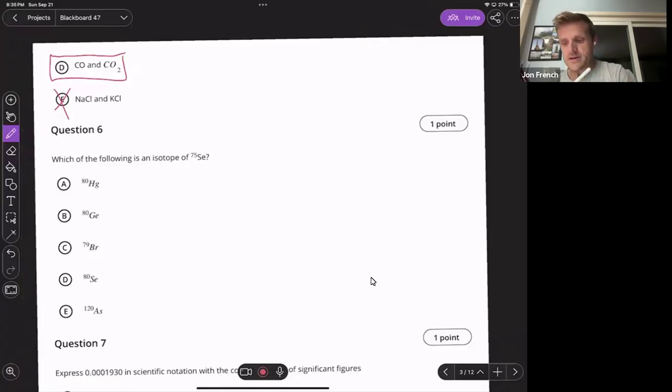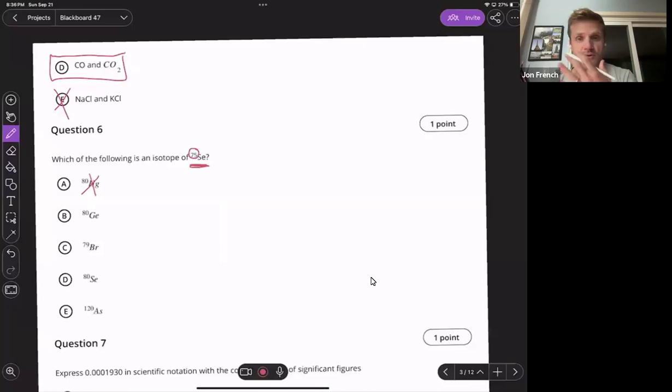So which of the following is an isotope, right? Selenium, 75. So same number of protons means it has to have the same atomic symbol. This 75 is the atomic weight. So that's what's going to change as we get more or less neutrons. So we can cancel out a few of these, right?